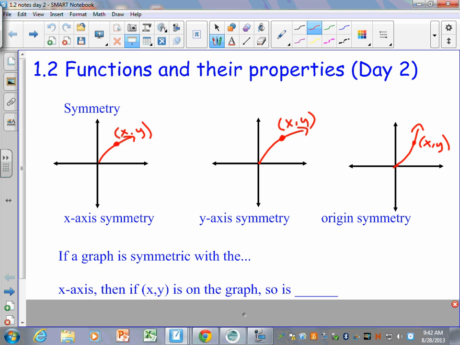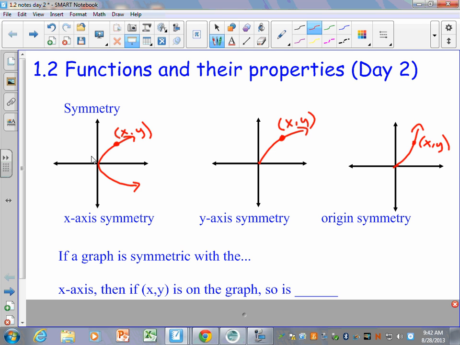See the other half here. But we have three different things. We have x-axis symmetry, y-axis symmetry, and if it's symmetric with the origin. And from a graph, it's pretty simple to see, but without a graph, I want you to know what you can look for. So if something is symmetric with the x-axis, it's imagining taking this and flipping it over the x-axis. You'd have the exact same thing down here.